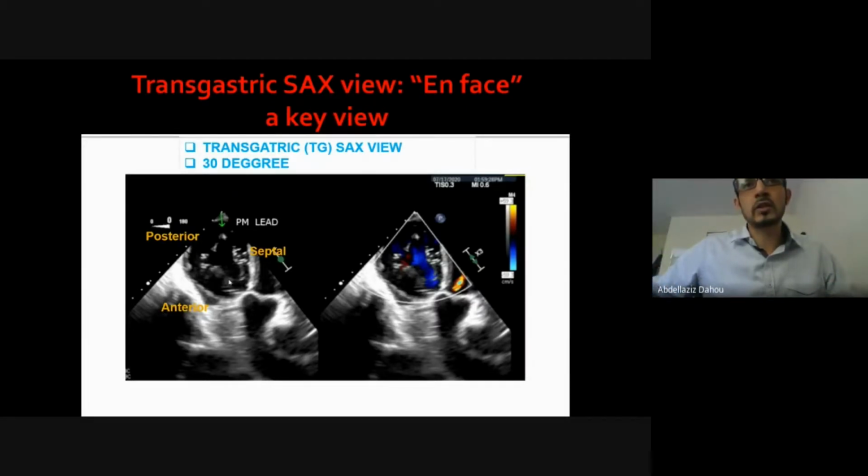But for sure there is no indication to use the 3D for surgery. The surgeon will go, and one of the indications you will see in the next portion, you will see why the surgeons will not use the imaging for their strategy.